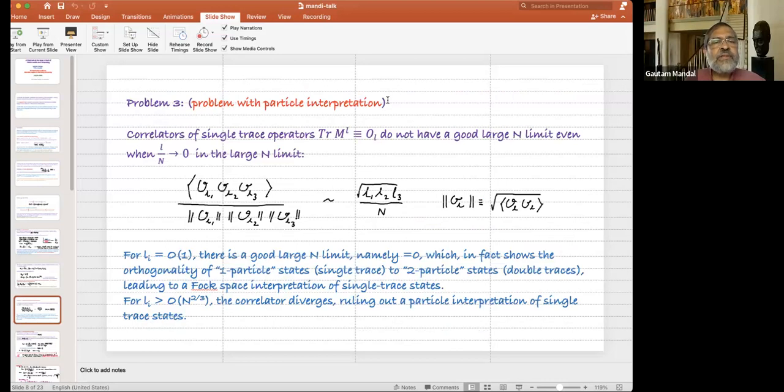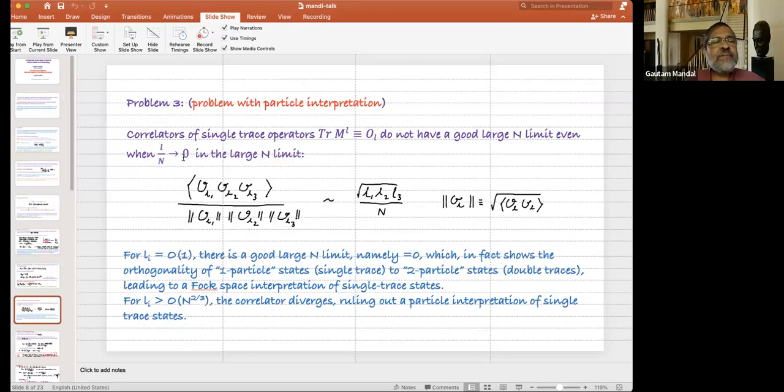Problem number 3. There's a problem with particle interpretation. What does that mean? Remember that the moments of rho are given by single trace operators. Let me call them O_L, so trace of M to the power L is rho O_L. Now, correlators of these do not have a good large N limit, even when L is much less than N.